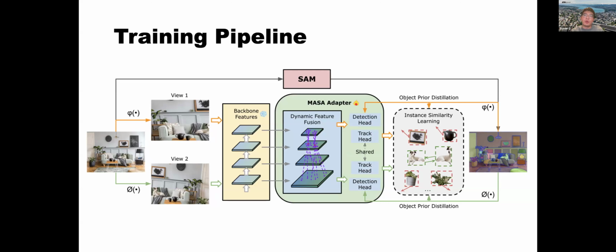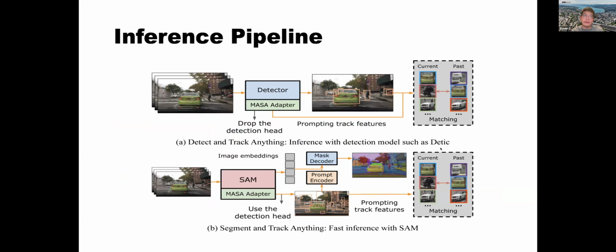Once the training is done, we can directly utilize this learned MASA adapter to do tracking. For example, if you have a detector, you add the MASA adapter on top of the detector and train with our ways. Then, given images, you predict bounding boxes with your detector, and our MASA detector adapter can directly provide you features for each object that you detect on different frames, and you can just use a simple nearest neighbor to match these features to do tracking.